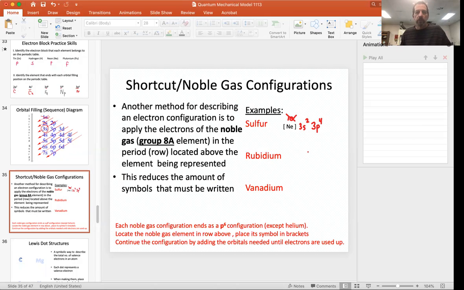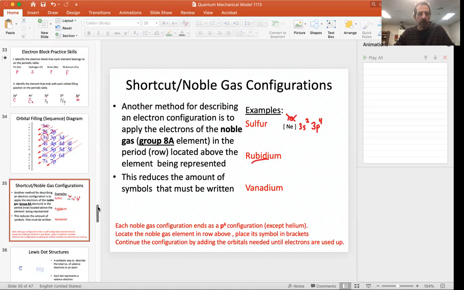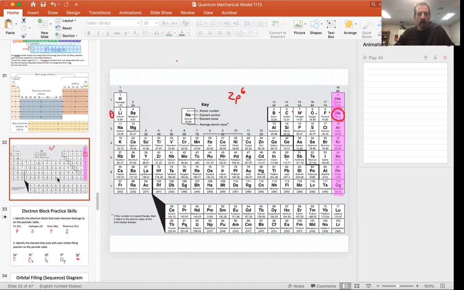They always work the same way. So our next example is rubidium. Let's go to the periodic table, right? Let's find rubidium. Rubidium is this element right here. We said what you do is you go to the row above it and you go all the way over to the right till you touch the noble gases highlighted in pink, right?